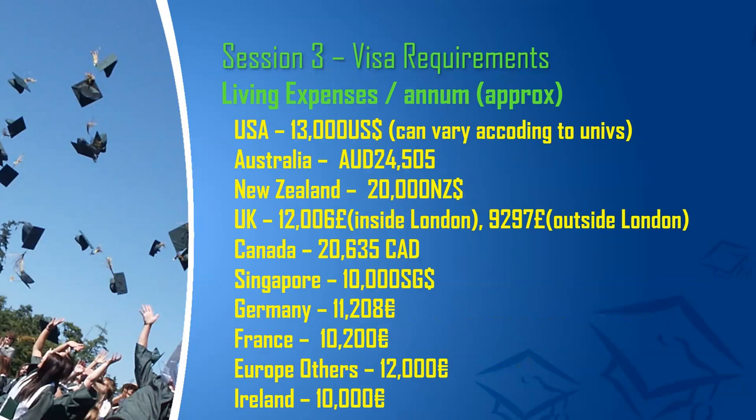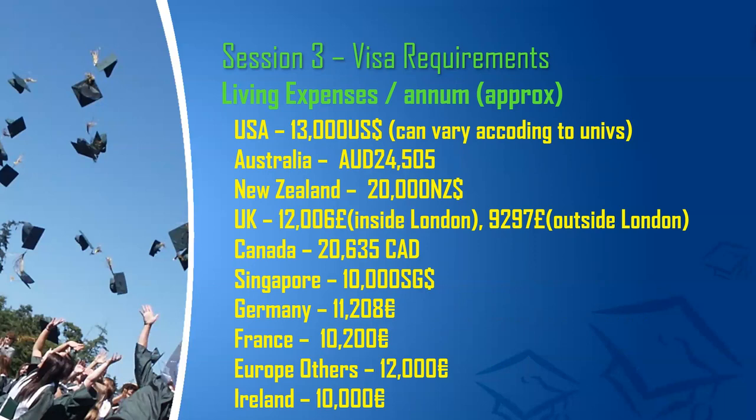Yes, ma'am. Living expenses. US: 13,000 US dollars, which can vary according to the universities that you apply to. Australia: 24,505 is the living expenses you need to show for a year. New Zealand: 20,000 New Zealand dollars. UK: 12,006 pounds if you are showing your funds for a university inside London, or 9,297 pounds outside London.